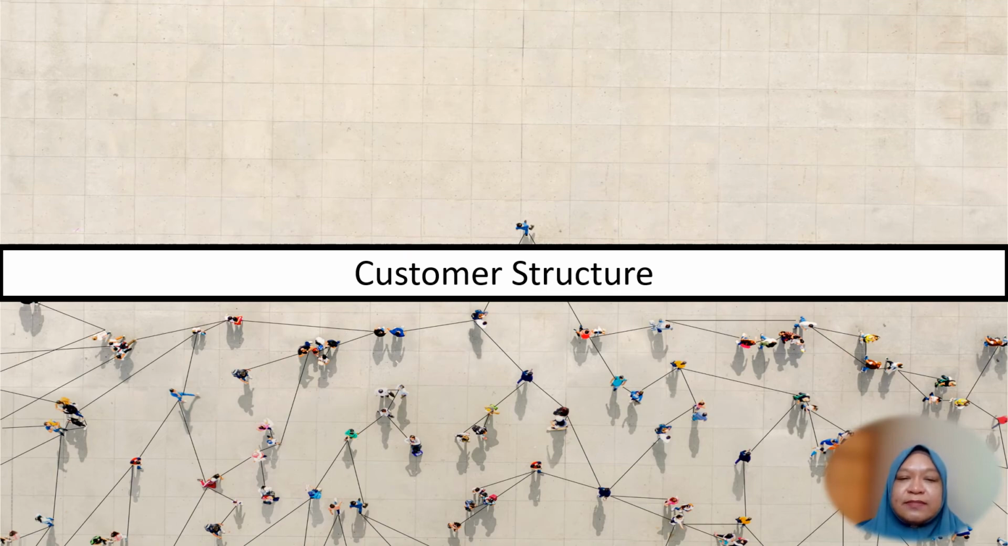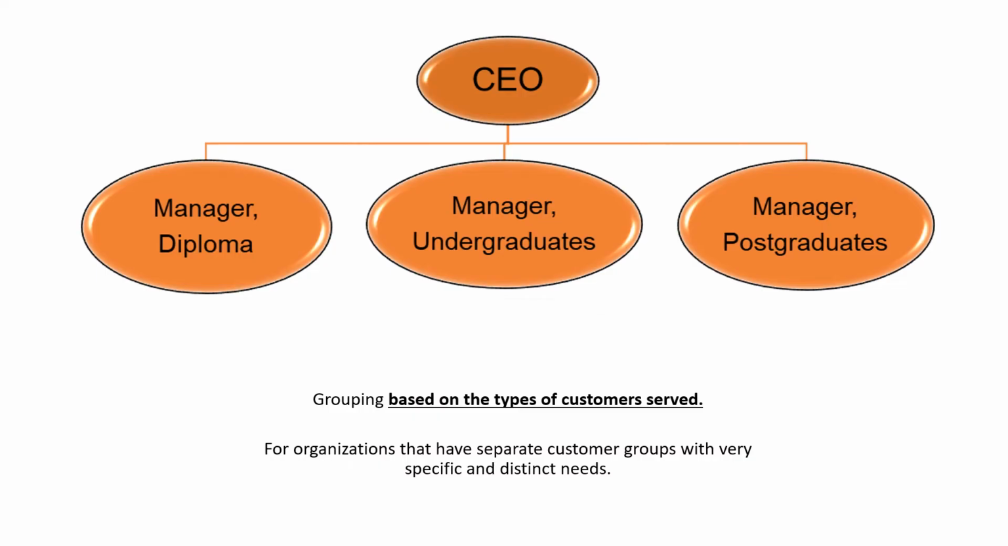Next is the customer structure. Customer structure is grouping based on the types of customers served, for organizations that have separate customer groups with very specific and distinct needs. So when you have different types of customers, you can focus on the types of customers that you serve.